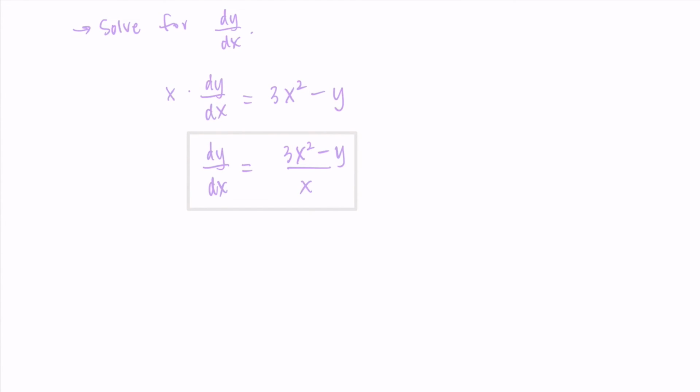And again, you could use this then to plug in a specific point and find the derivative or the slope of the tangent line at that point, and then create your tangent line from there. Okay, so those are just a few basic examples of how to use implicit differentiation.